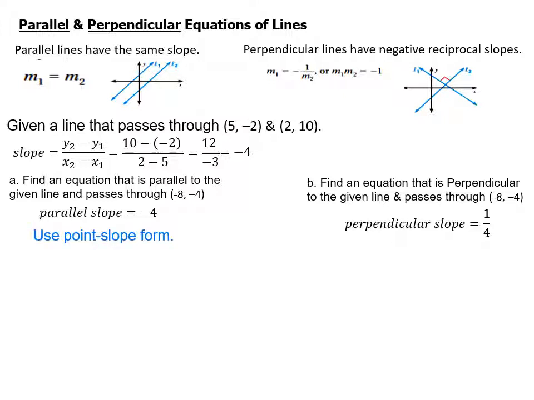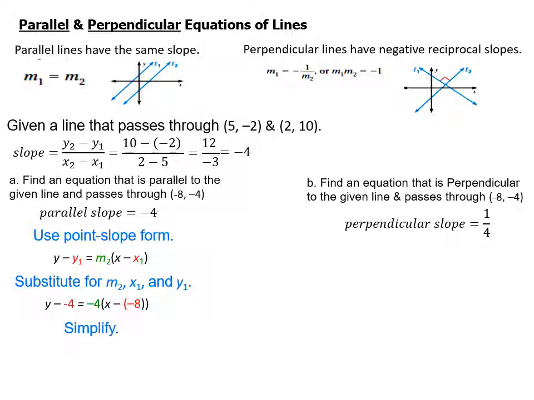First, we're going to use point-slope form, which is y minus y1 equals m times x minus x1. And so plug in our slope and our ordered pair. So we get y minus a negative 4 equals negative 4 times x minus negative 8. Simplify, that gives us y plus 4 equals negative 4x minus 32. Then minus 4 gives us y equals negative 4x minus 36.